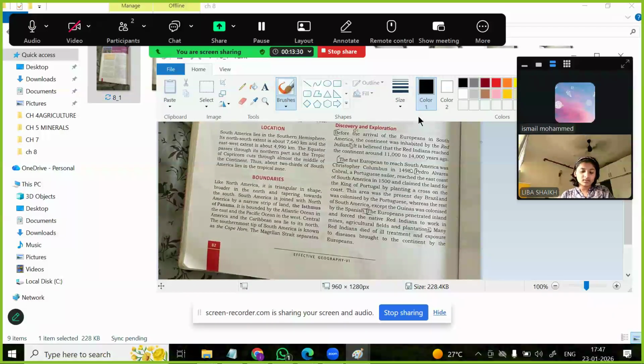Before the Europeans arrived in South America, it was inhabited by Red Indians. We will see how they look in the next page. This particular continent is inhabited by Red Indians, and they reached the continent around 11 to 14,000 years ago. The first European to reach South America was Christopher Columbus in 1498.